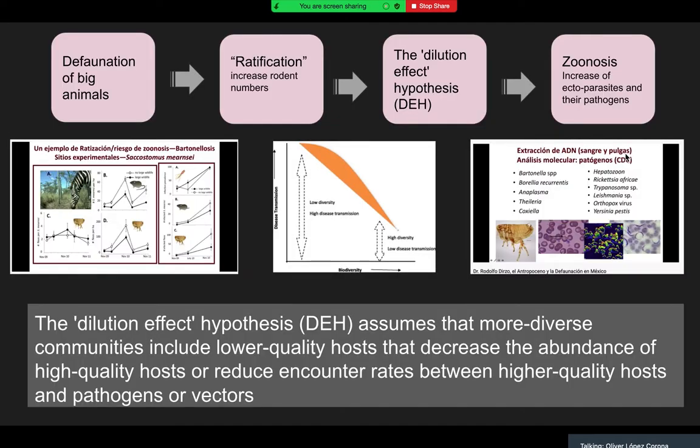So in this experiment, Rodolfo Dirzo has two kinds of sites, one with the presence of big animals and the other without the presence of big animals due to physical barriers in Africa. And so they saw some kind of rarefaction effect, with an increase of rodent numbers, consistent with the dilution effect hypothesis that says that under high levels of biodiversity, we usually see low disease transmission and vice versa. They started thinking about zoonosis because with this rarefaction the number of ectoparasites also increased, and of course the pathogens. So they made some DNA extraction and detected all these pathogens here. For example, a very nasty one, Yersinia pestis, the Black Death.